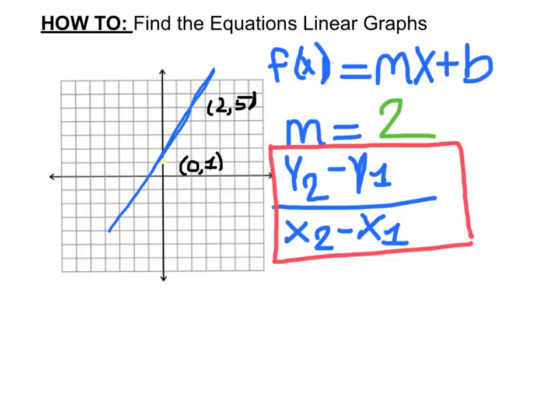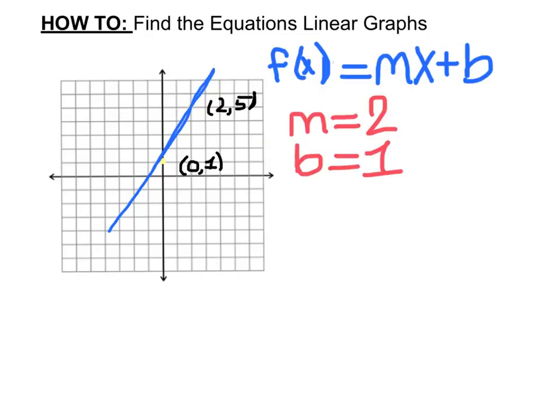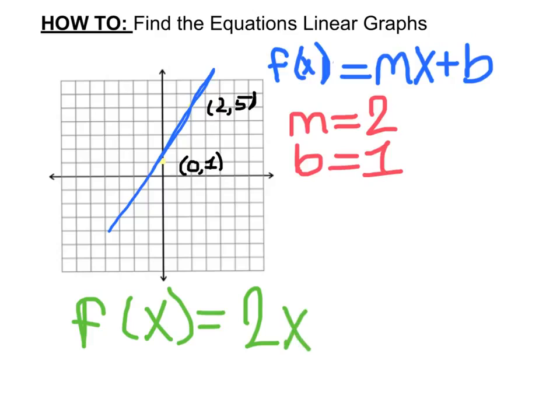And to find b, which is just our y-intercept, we can look at our graph to see where x is 0. And right here, we have the point (0, 1). So our y-intercept is just 1. So now we found our slope and y-intercept, and we're ready to create our equation. And our final equation will be f of x equals 2x plus 1.